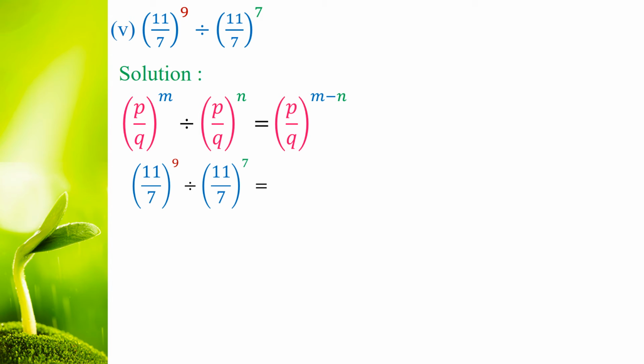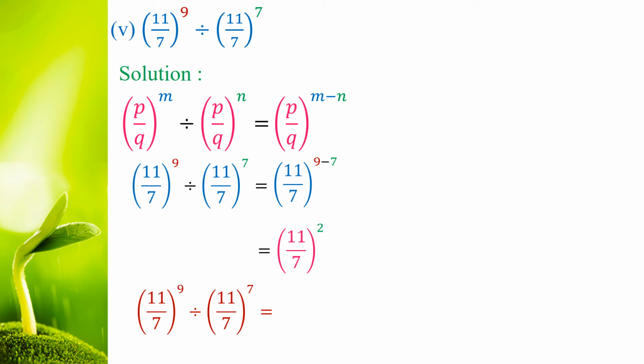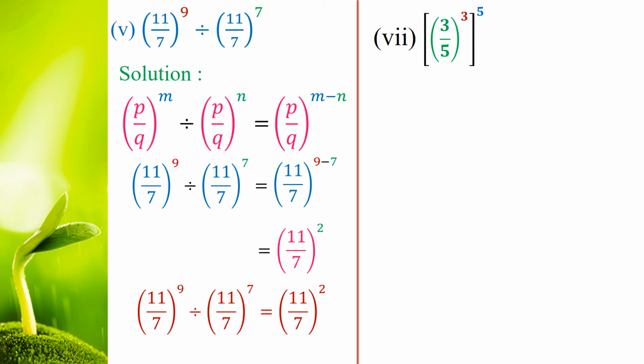(11/7)^9 divided by (11/7)^7 equals. Place the same base 11/7. Next, we should subtract the powers 9 minus 7. So, we will get (11/7)^2. (11/7)^9 divided by (11/7)^7 equals (11/7)^2. Let's see one more problem.